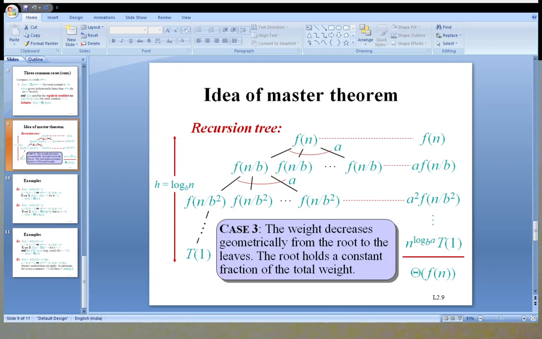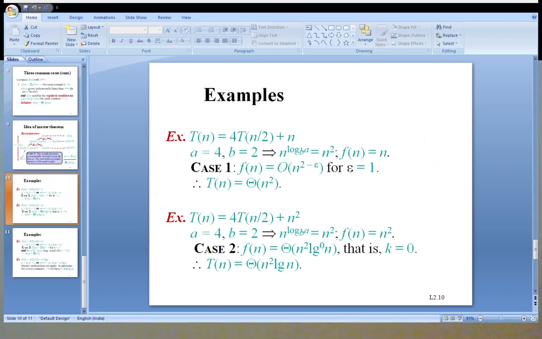In case 3, the weight decreases geometrically from the root to the leaf nodes. The root holds a constant fraction of the weight. This is just opposite to case 1. Here n raised to the power log a base b is less than f(n), and in case 1, n raised to the power log a base b was greater than f(n). So these are opposite to each other. In case 1, the weight was increasing with the increasing level, and here the weight decreases with the increasing levels. So in this case, the complexity would be equal to theta of f(n).